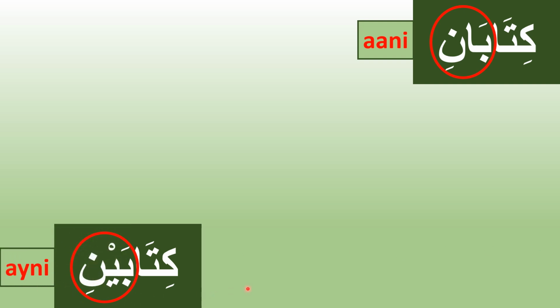Kitabaini, aini sound. We did the dual concept, we understand it to mean two books, but now we're trying to understand case. When we do case and number together, now you get a deeper understanding as to why you have two forms of it.